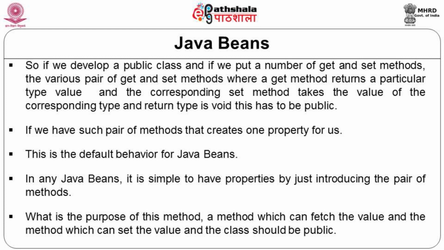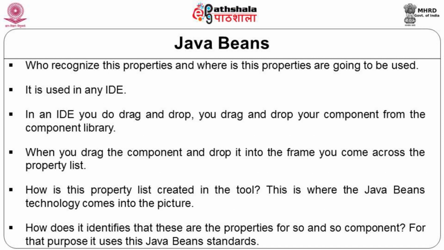What is the purpose of these methods? A method which can fetch the value, a method which can set the value. So, maybe I am developing a public class. Who recognizes these properties? Where are these properties going to be used? If you have used any IDE, recollect, in an IDE you do a drag and drop, fine. You drag and drop your component into your frame from the component library, and when you drop the component into the frame, you come across a property list. How is this property list created? How is this property list created by the tool?